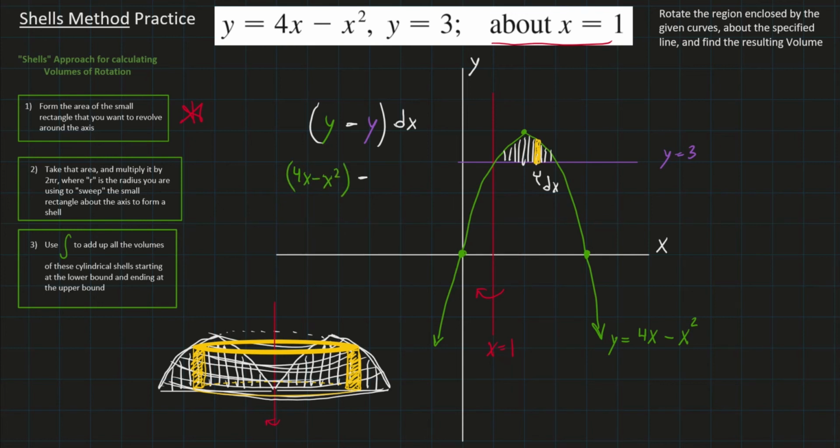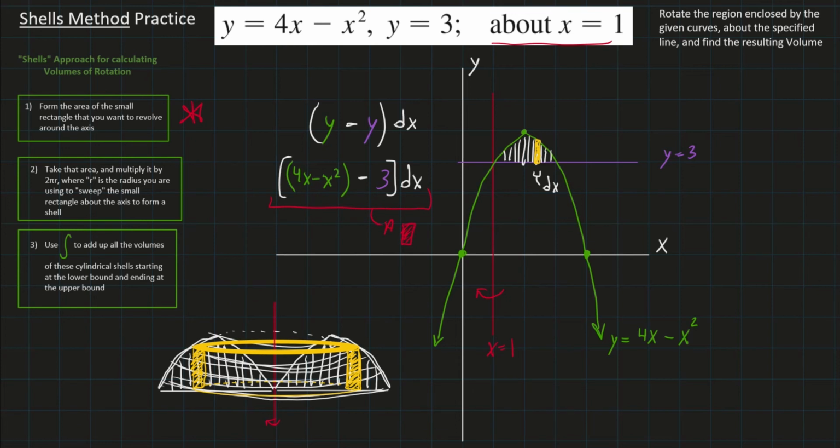Minus, well, what gives us those purple y's? Well, it looks like each one of the purple y's is just 3. So as simple as that, all multiplied by dx. So this gives me the area of each one of our small rectangles.